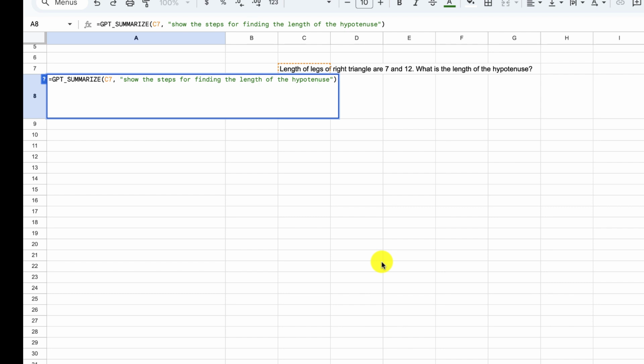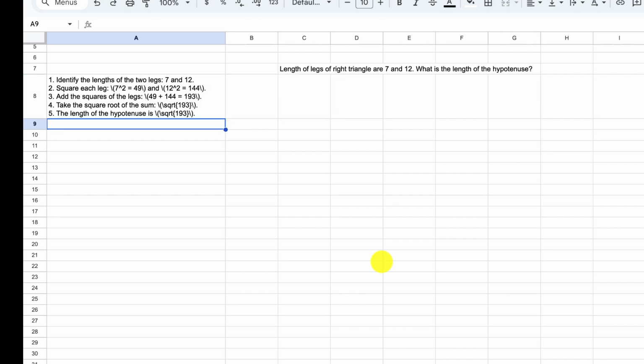C7 is the cell reference, which contains the details of the problem, comma, quotation mark, show the steps for finding the length of the hypotenuse, quotation mark, parentheses. Press enter. And we've got the steps. And it's kind of a funny typing format here.